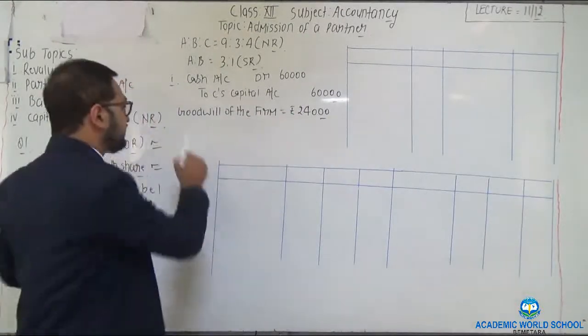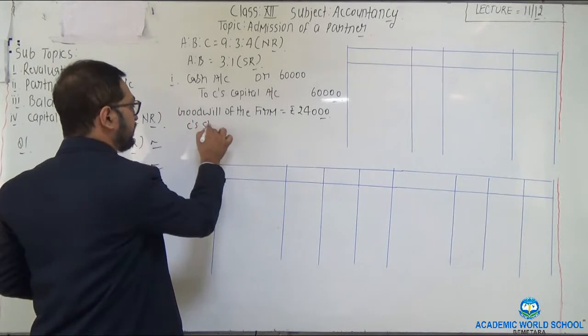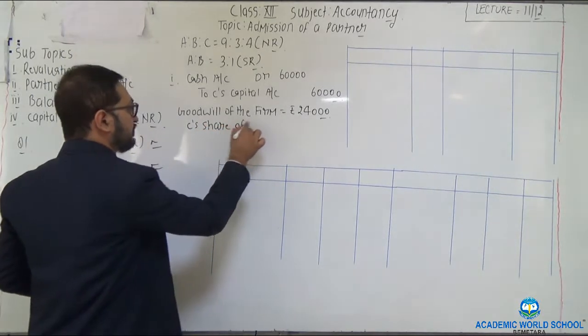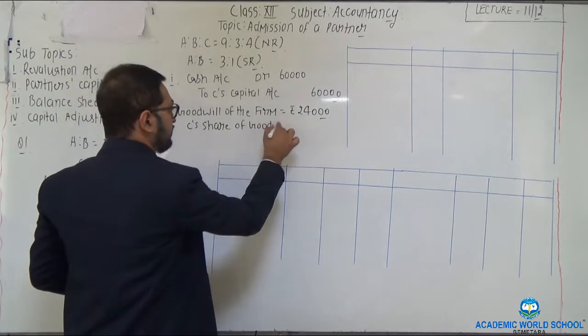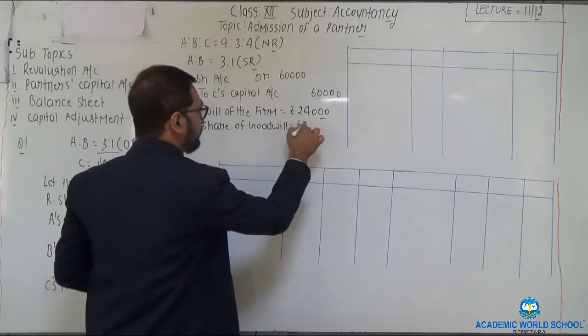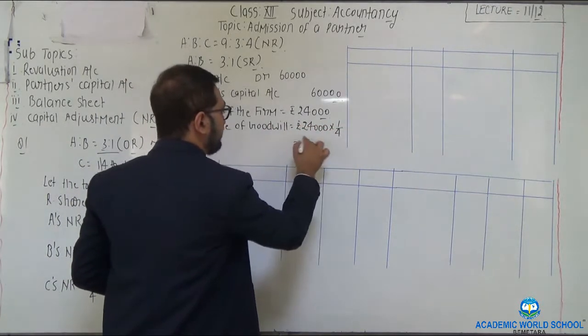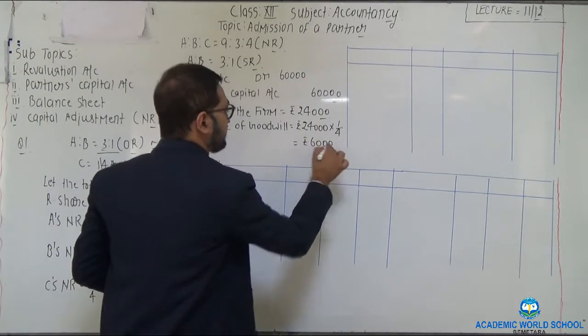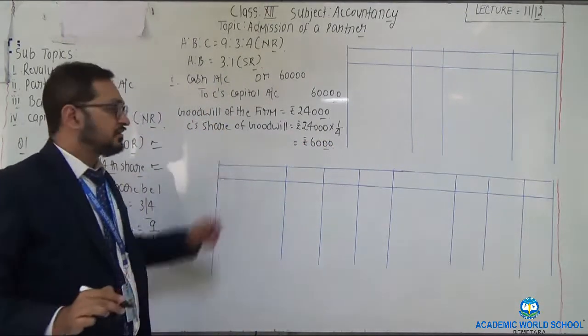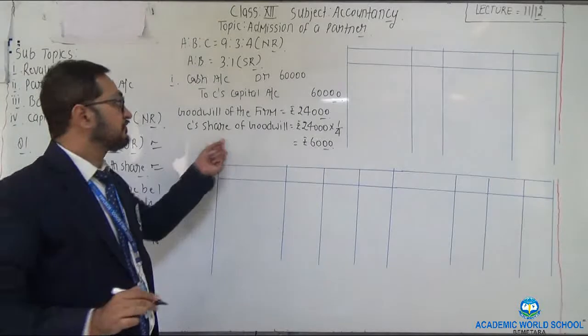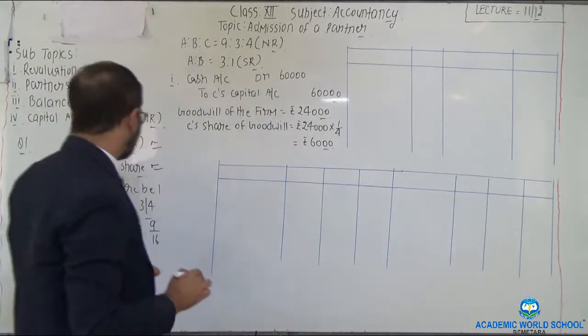Clear? Firstly we need to calculate C's share of goodwill. So C's share of goodwill premium would be equal to 24,000 multiplied by his share, which gives you 6,000 rupees. Is this clear? For this 6,000 we have to pass one journal entry.